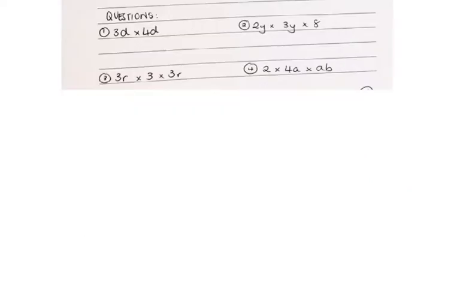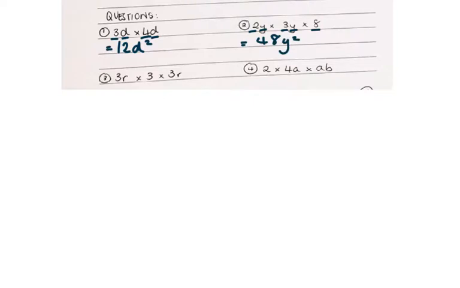So let's go through some of our examples. So this is multiplied, so we're going to multiply the numbers first. So 3 times 4, which is 12. And then we're going to multiply the variables. D times d is d squared. In the next question, we're going to multiply our numbers first. So 2 times 3 times 8 equals 48. And then I'm going to multiply my variables. Y times y is y squared.